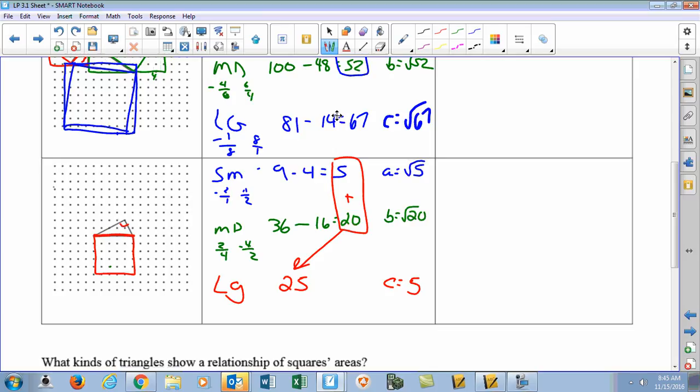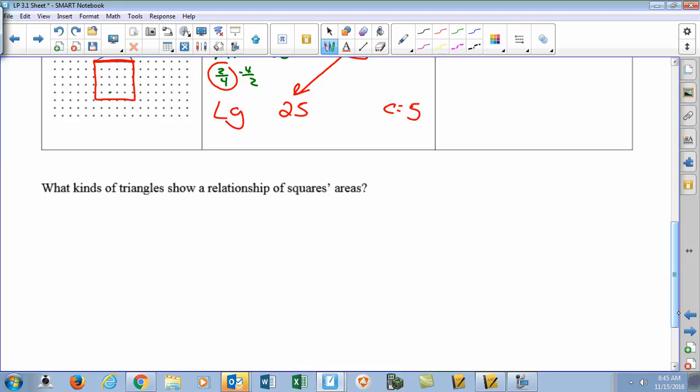Because this and this are negative reciprocal slopes of each other. So to answer this little guy down below here, it says, what kind of triangles show the relationship of squares of the areas? Well, the square of the small area plus the square of the medium size equal the square of the long side, right?